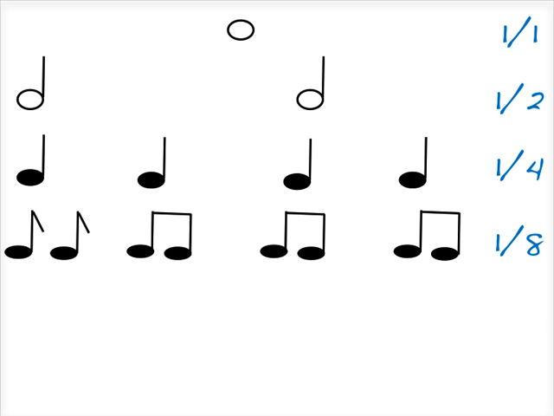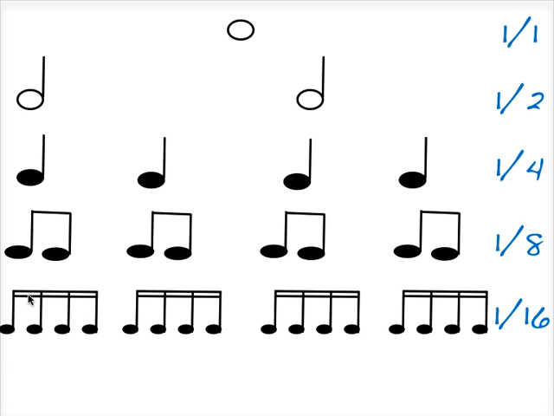So within that, we can fit a set of 16th notes. So within each eighth note, we've got 2 16ths. Within each quarter note, we've got 4 16ths. And obviously within the whole note, we've got 16 16ths. And again, we tied the stems together to make it a bit neater.